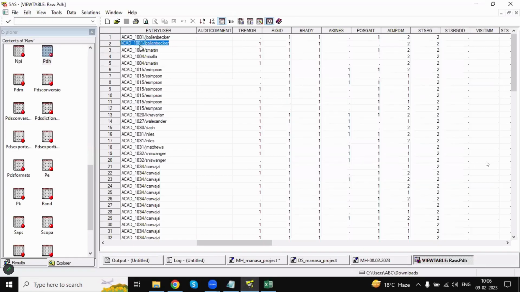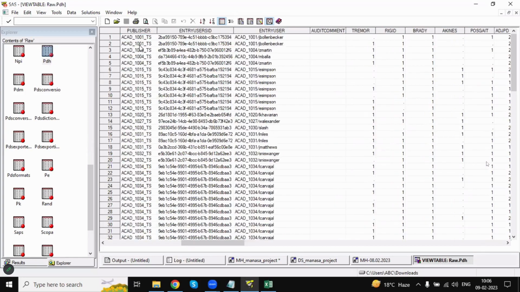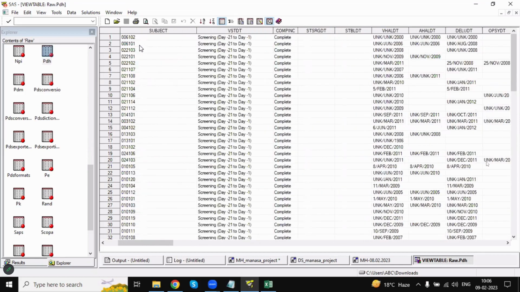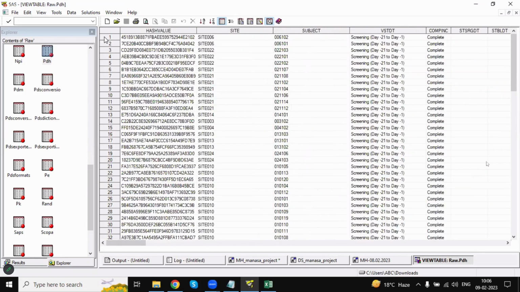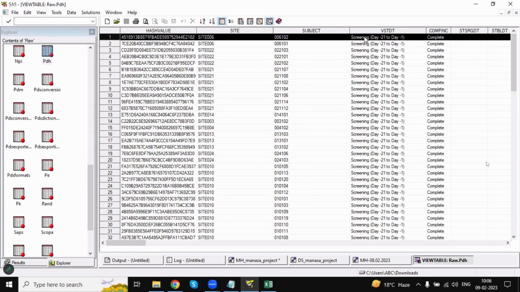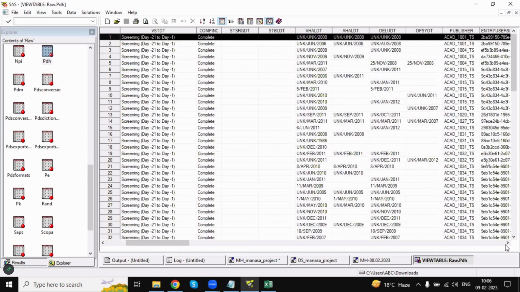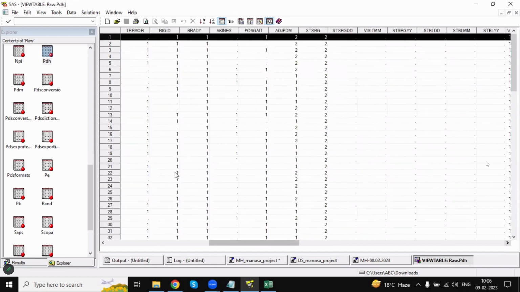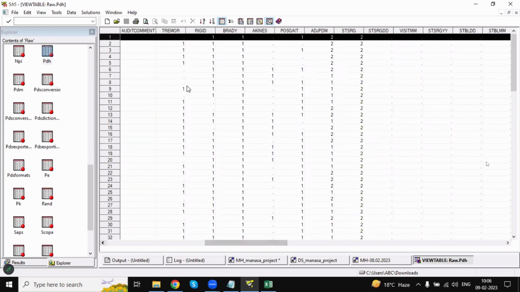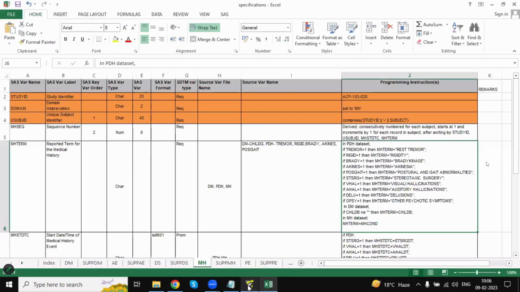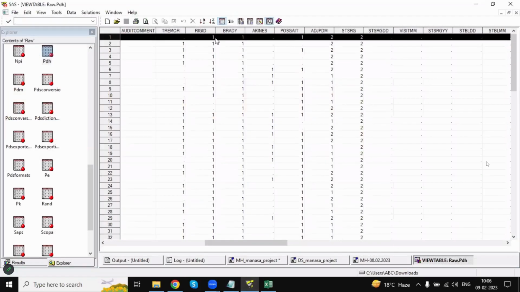If you take one subject only, any subject, let us assume one subject, just like subject 102 alone. How many medical problems do they have? One, two. Tremor is not there, only rigidity. Rigidity is there, Brady is there, force gain is there. Correct. These conditions are satisfied, right? You can see wherever ones are there: one, two, three.